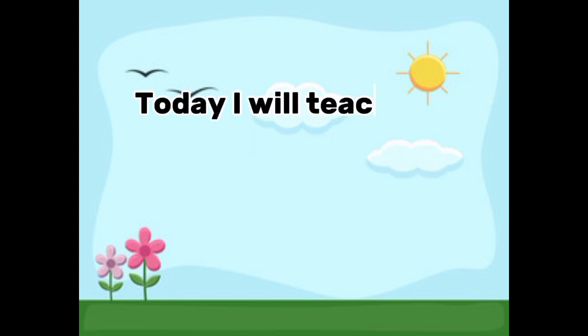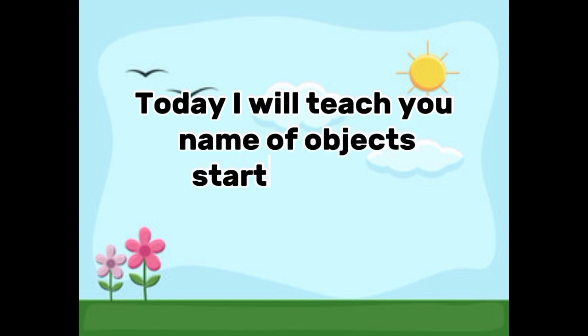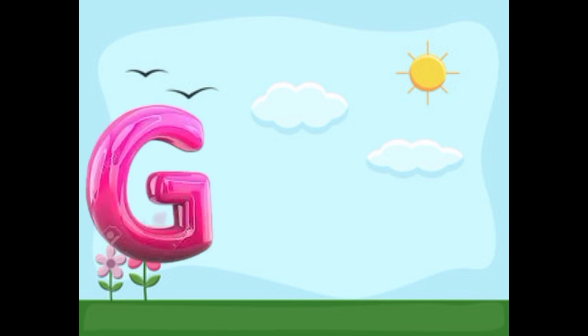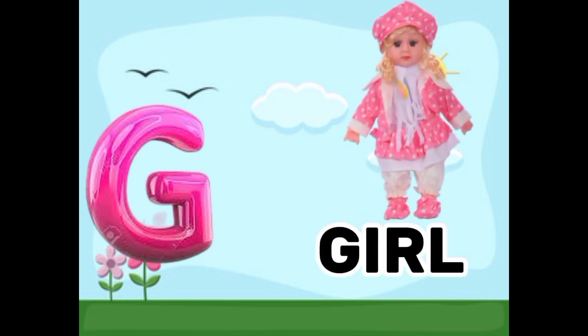Today I will teach you names of objects that start with G. G is for girl. G, I, R, L, girl.